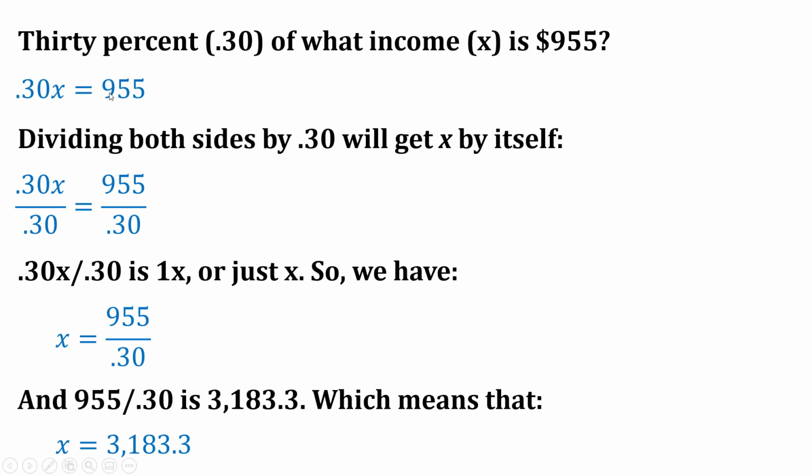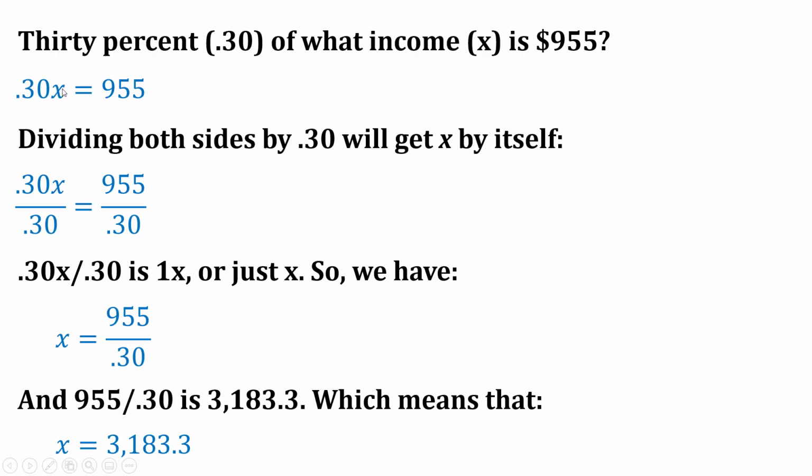Well, mathematically, you would write that by saying 0.30, that's 30%, times x. We're going to let x stand for the income that we're trying to figure out, equals $955, the rent that we need. So 0.30x equals 955. How do you get x by itself?